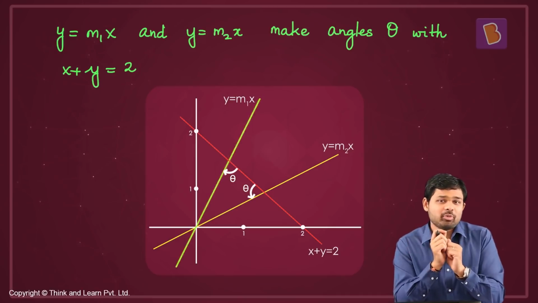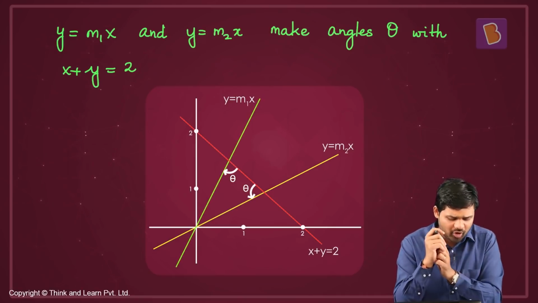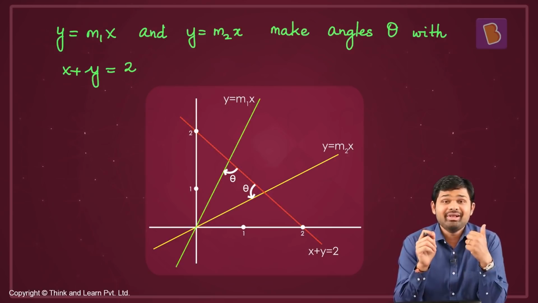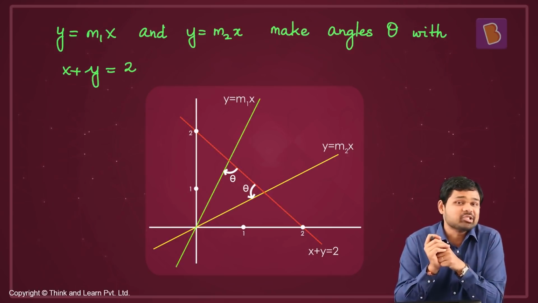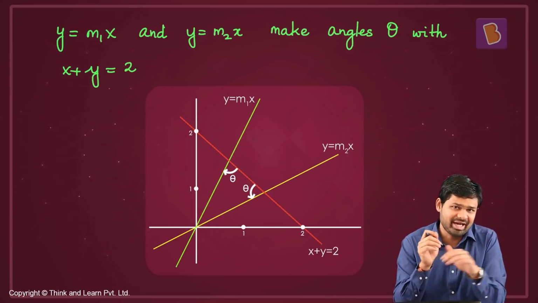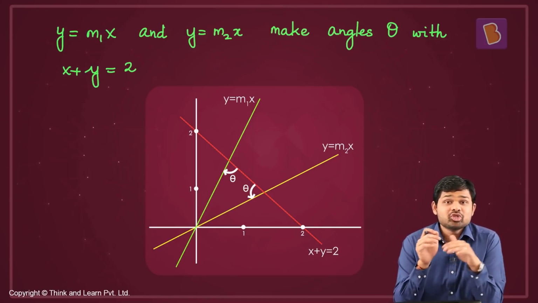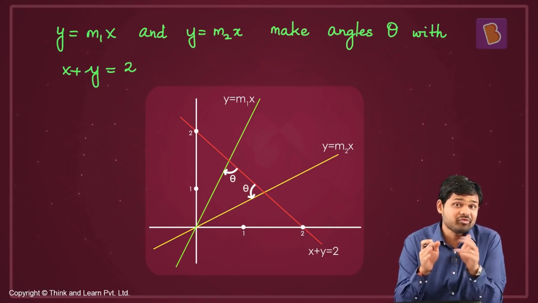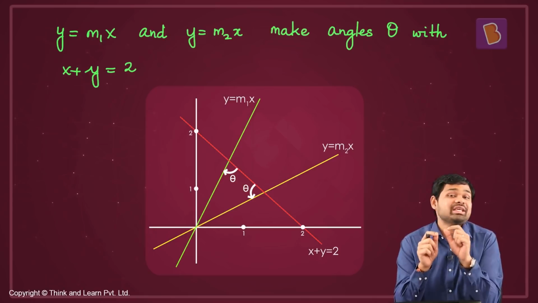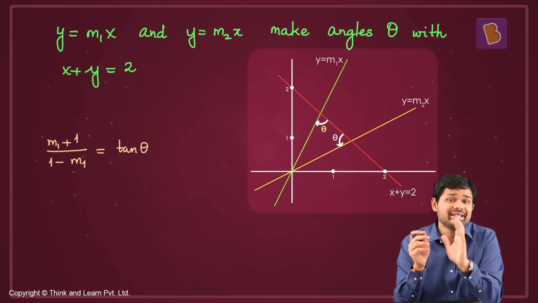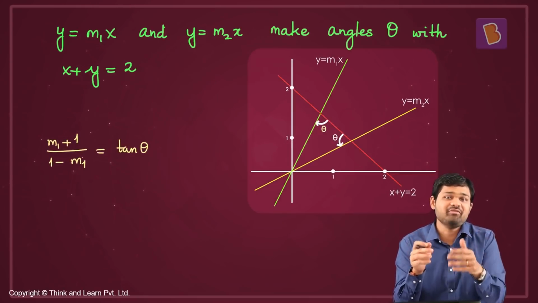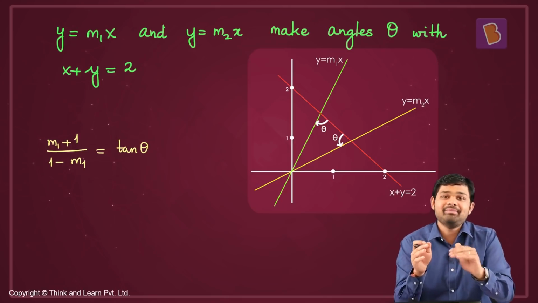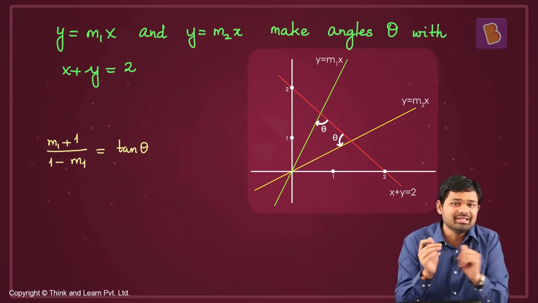So if m1 is the slope of the first line, and what is the slope of x plus y equal to 2? Well, the slope of x plus y equal to 2 is minus 1. Negative coefficient of x divided by y, that's minus 1. Okay, so the slope of first line is m1, the slope of second line is minus 1. So you can find out the angle between this, which is theta. Tan theta is equal to m1 minus minus 1, which is m1 plus 1 divided by 1 plus m1 into minus 1, 1 minus m1.